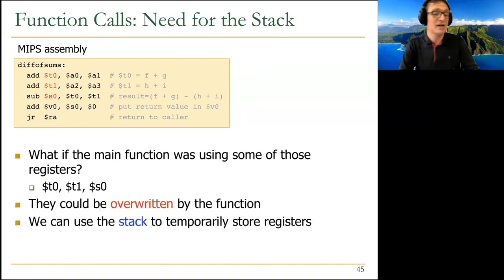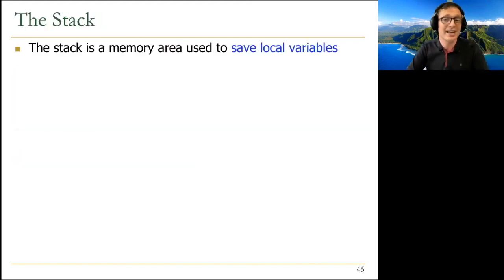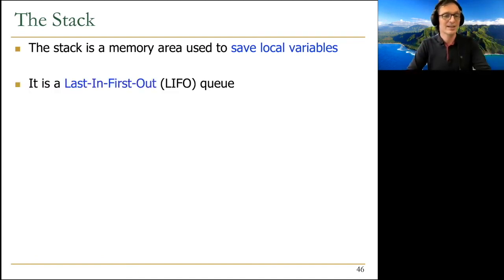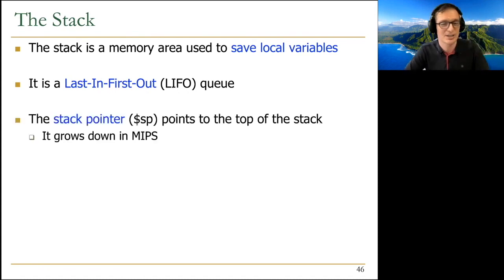But we can fix this problem by using a stack to temporarily store the registers that we're overwriting, and then restore them back after we're done with the function. So the concept of a stack is basically a memory area that's used to save local variables that we operate on temporarily. It's a last in, first out queue. You may have seen this in other programming language courses. The stack pointer is a special register that points to the top of the stack.